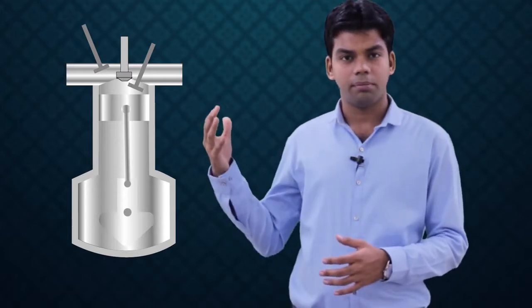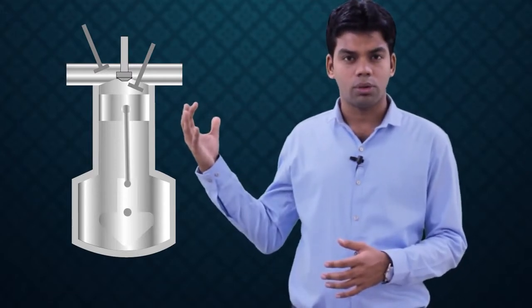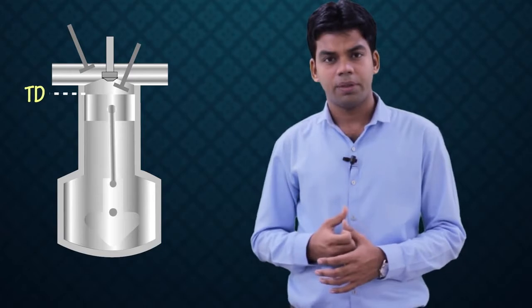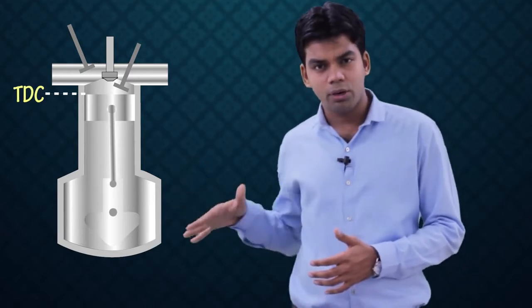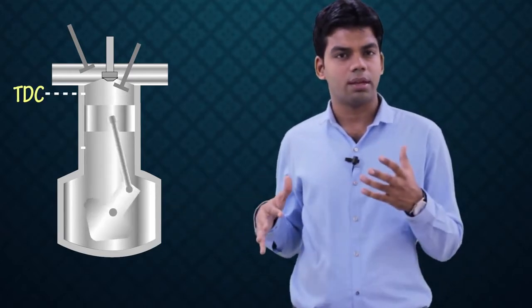Then we have a spark plug in the case of an SI engine, and in the case of a diesel engine we have the injector. Now this piston will travel between two extreme ends, and those extreme ends are known as dead centers. The upper extreme end beyond which the piston cannot go is known as top dead center, and the lower extreme end below which the piston cannot go is known as bottom dead center.